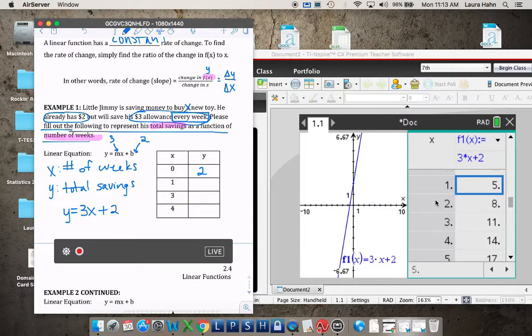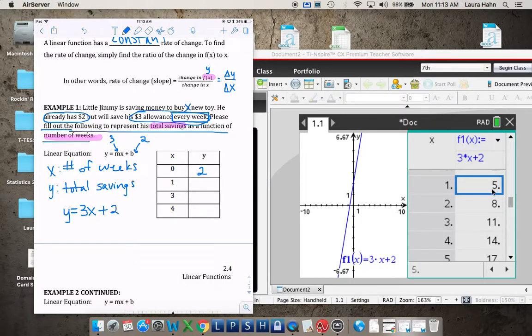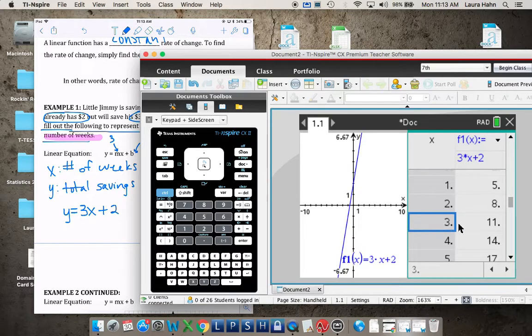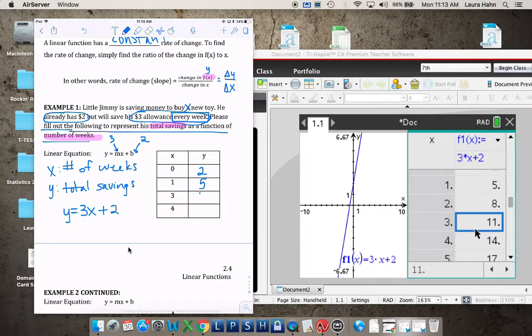So we're going to go to where x is 1. When x is 1, I know y is 5, which means after 1 week he'll have $5, and that should make sense because he starts with $2. And after 1 week, he'll have a $3 allowance. 2 plus 3 is 5. All right, so now we want to go to 3 weeks. Well, at 3 weeks, he's going to have $11. And at 4 weeks, he's going to have $14.